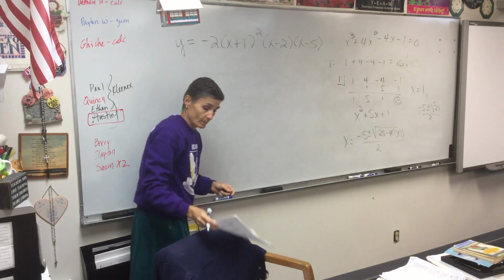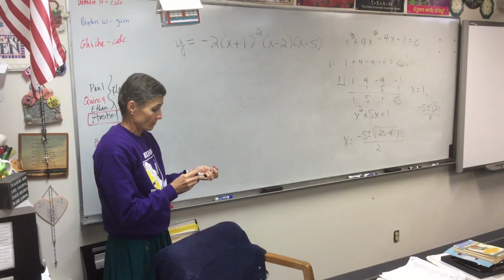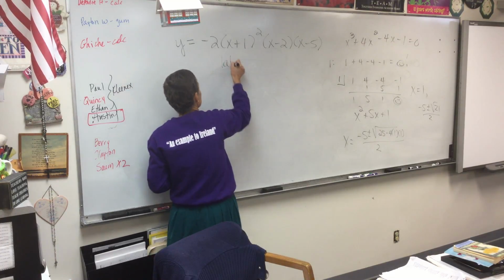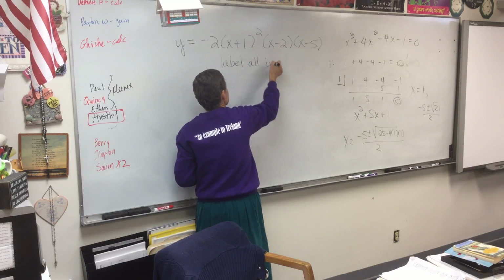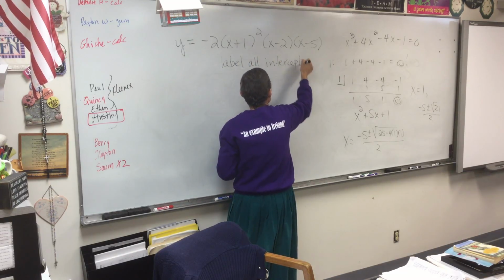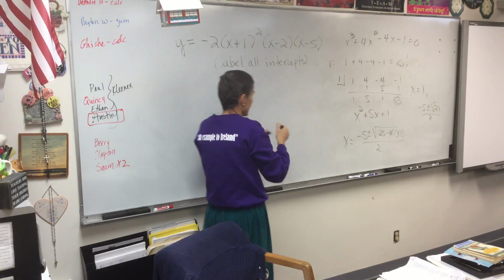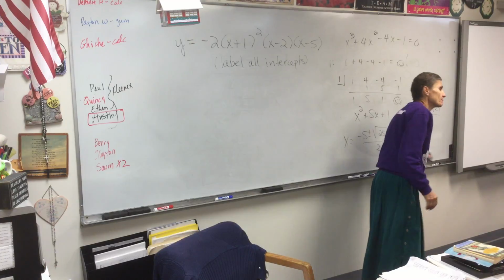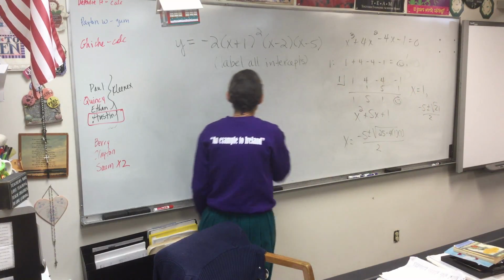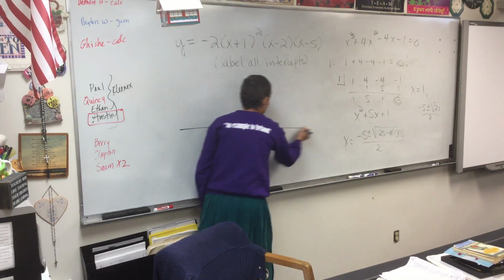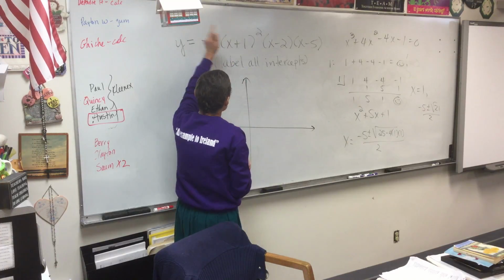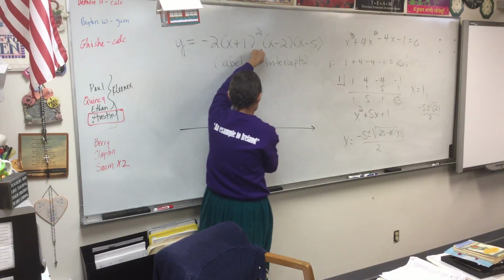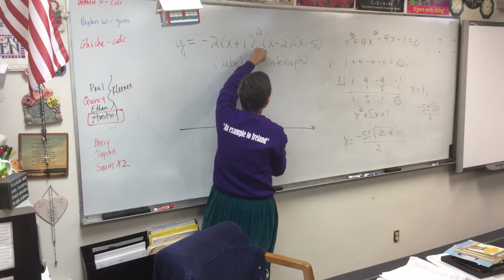Okay? We're gonna sketch it. Now, because we had a paper at one point that said label all intercepts, I'm gonna add that direction on here just in case that's what's on the test. Label all intercepts. Now, the x-intercepts are absolutely no-brainers. What are the x-intercepts? -1, -1, 2, 2, 5, and 5.